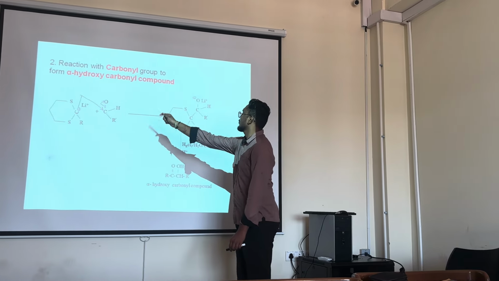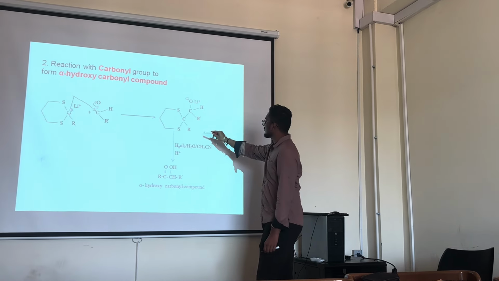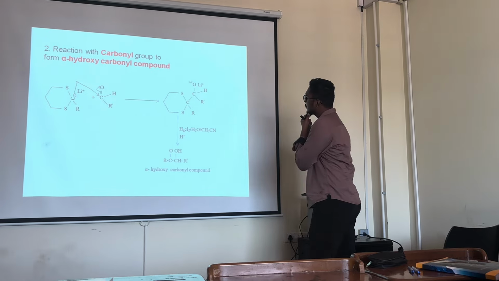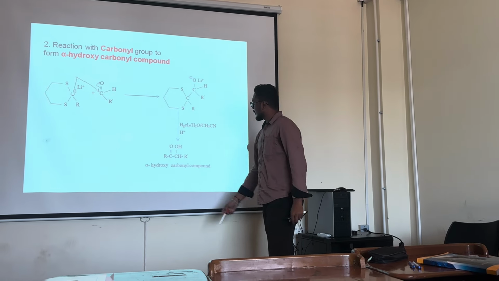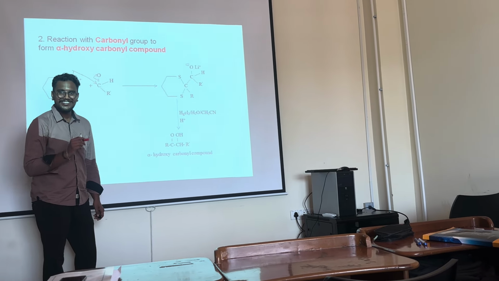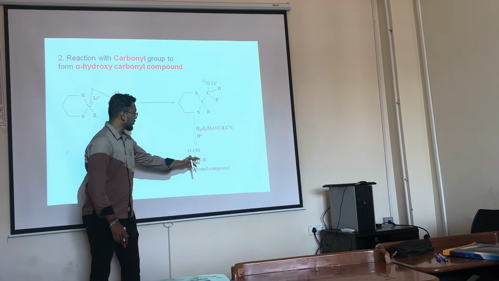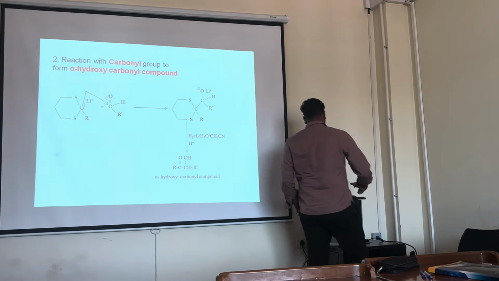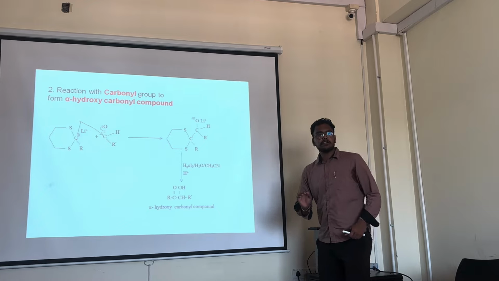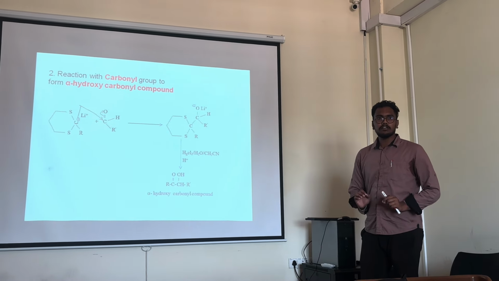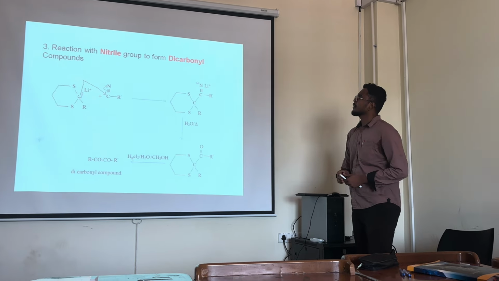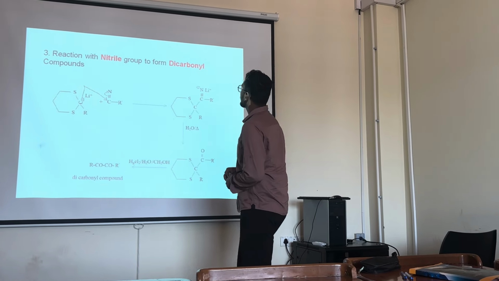Aldehyde. Write it. We get this one and react with HgCl2 and H2O and methyl cyanide and we get this. You work it out in the environment, then only you get the result. CO and OH group. Alpha hydroxy carbonyl compound. Hydroxy comes at the alpha position only. Alpha has sp3 hybridization only. Alpha carbon. Reaction with nitrile group to form a dicarbonyl compound.